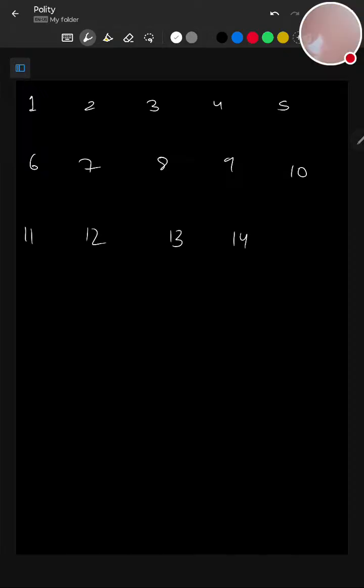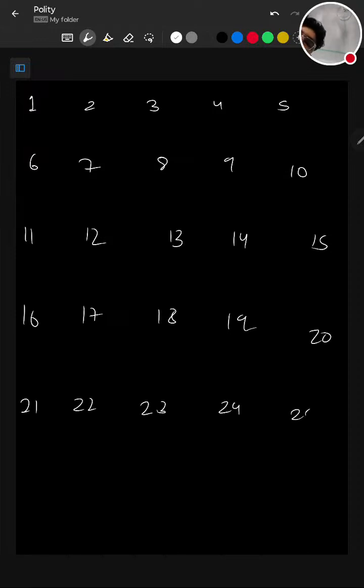Now, how do I do this? I'm just going to write like this: 1, 2, 3, 4, 5, 6, 7, 8, 9, 10, up to 30. So up to 30 articles I will do right here.